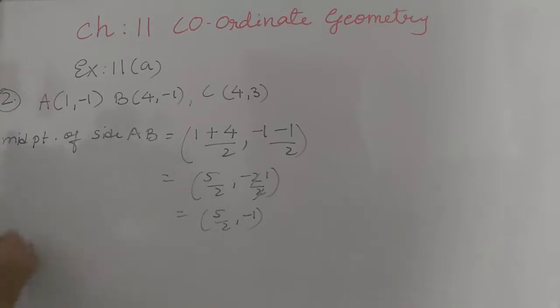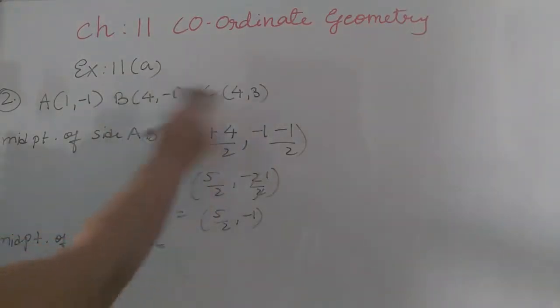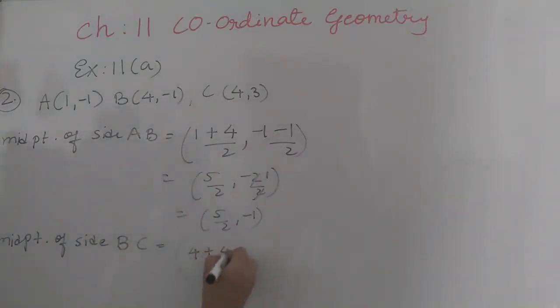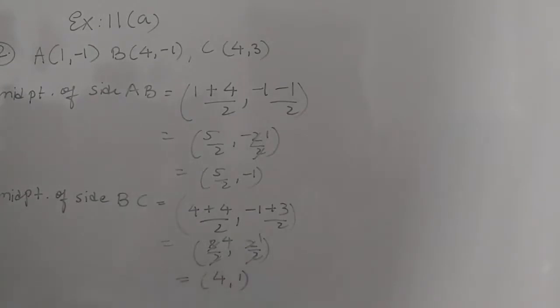Then we'll take the midpoint of side BC. For that we'll take these two coordinates B and C and find the midpoint like x1, y1, x2, y2. So x1 plus x2, 4 plus 4 by 2, and minus 1 plus 3 by 2. This is 4 plus 4, 8 by 2, and 3 minus 1, it is 2 by 2. So here I get 4 and 1. It means the answer is 4, 1. This is the second side BC's midpoint.